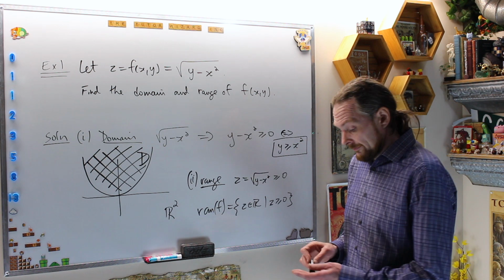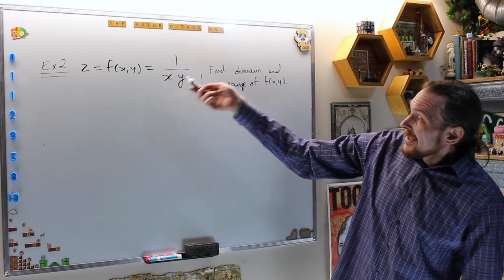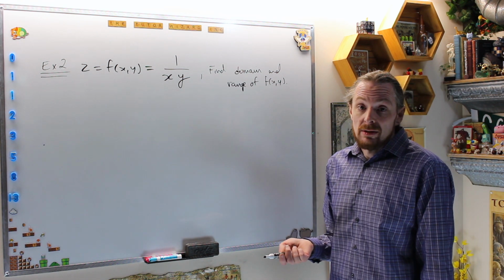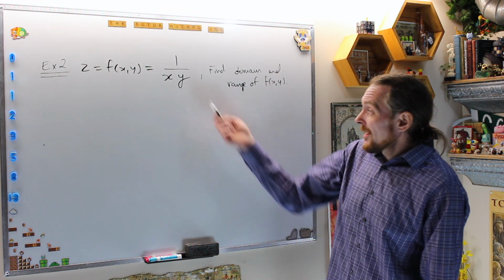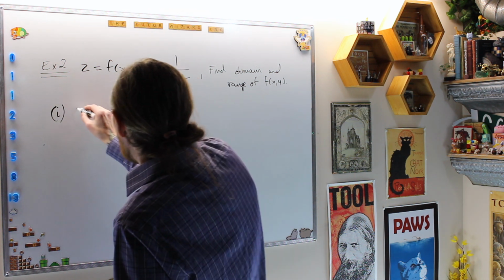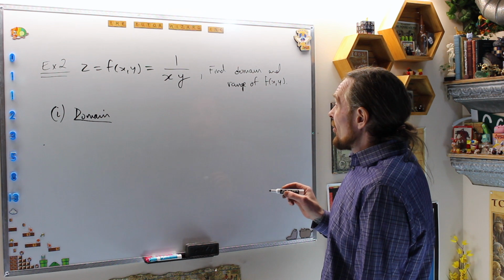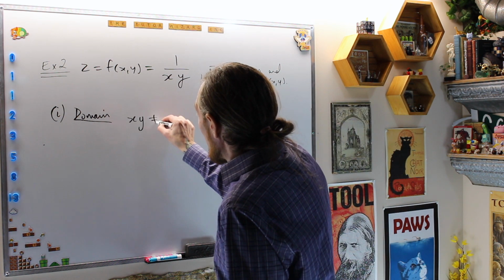Let's do one more. Okay, again, we're given another function. Z is 1 over xy now, and we want the domain and range. From this, what do we see? Essentially, we're going to have to do cases for the range, but first of all, let's do the domain again. The domain, what do we need? The domain says that we're going to have, I need x, y cannot equal 0.